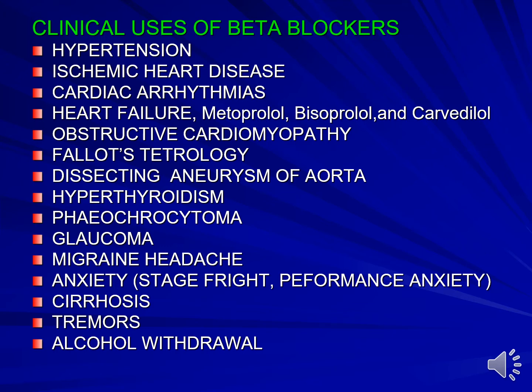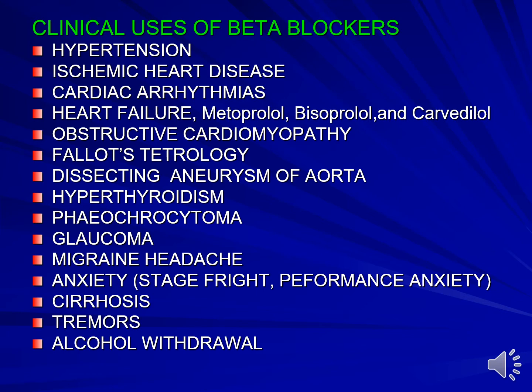Fallot's tetralogy is a congenital anomaly in the heart, where there is a defect of the interventricular septum, there is a coarctation of aorta, and this is going to be beneficial in Fallot's tetralogy, that means the symptoms of Fallot's tetralogy, cyanosis, orthopnea, dyspnea, are going to improve by slowing the heart.